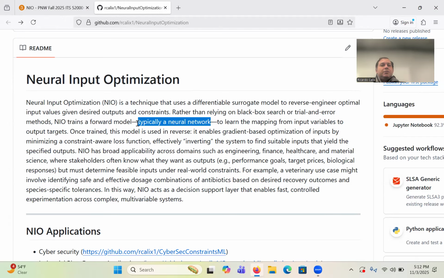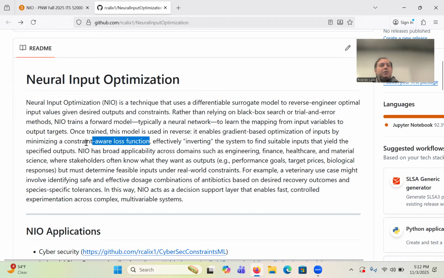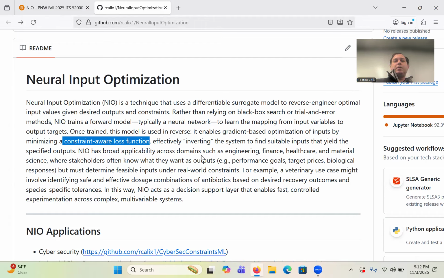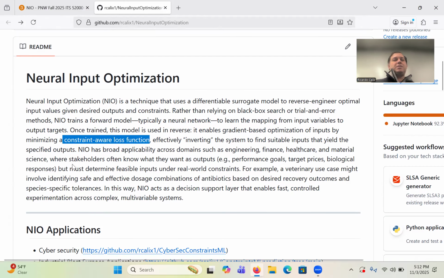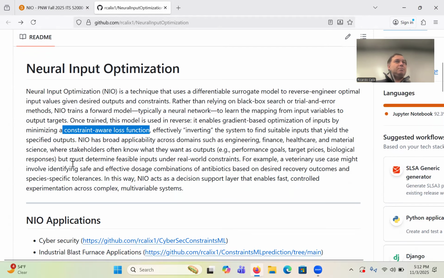So NIO trains a forward model, typically a neural network, to learn the mapping from input variables to output variables. Once trained, this model is used in reverse. It enables gradient-based optimization of inputs by minimizing a constraint-aware loss function, effectively inverting the system to find suitable inputs that yield the specified outputs.